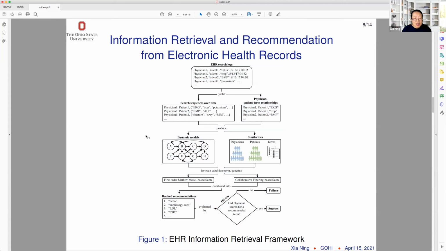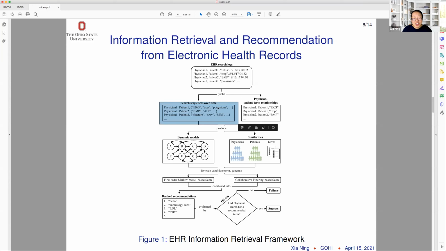So if we consider the search logs as a way to reflect how the physicians think about the patient, how the physicians make a diagnosis about the patient, then the sequence must tell us something about the diagnosis process, or about the thinking process of the physician on the patient. For example, if a physician searches for troponin after EKG, then that must tell us that the physician is thinking about some cardiovascular disease associated with this patient. So that's the reason why she or he searches for troponin after EKG.